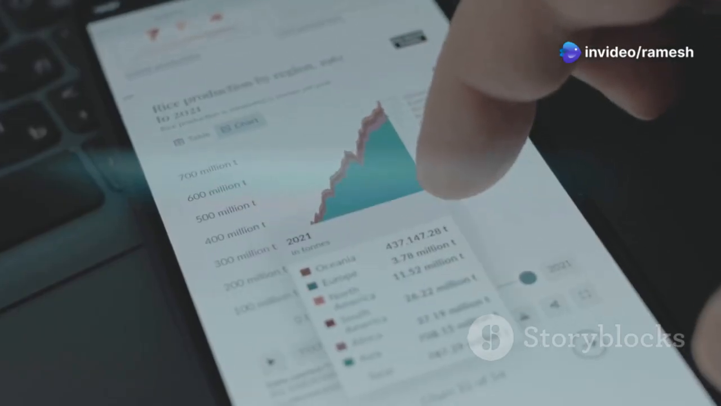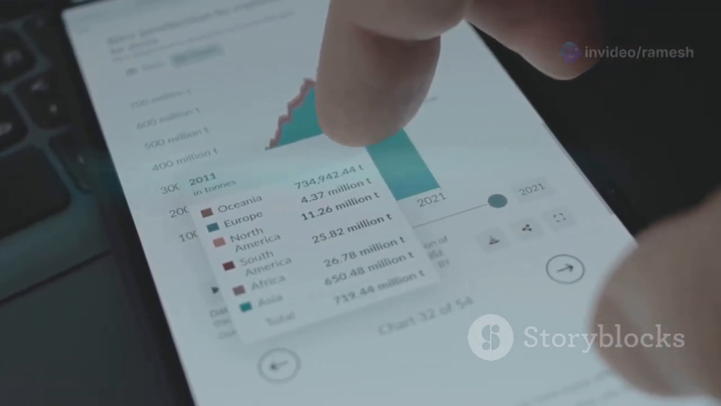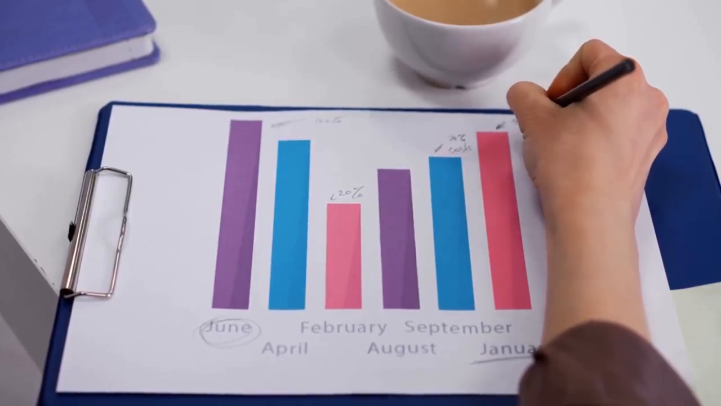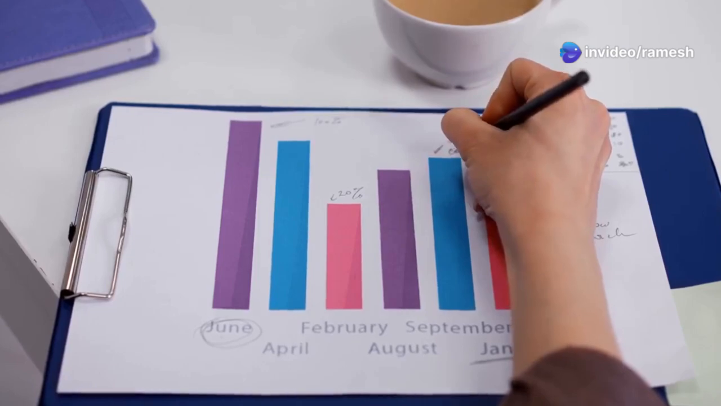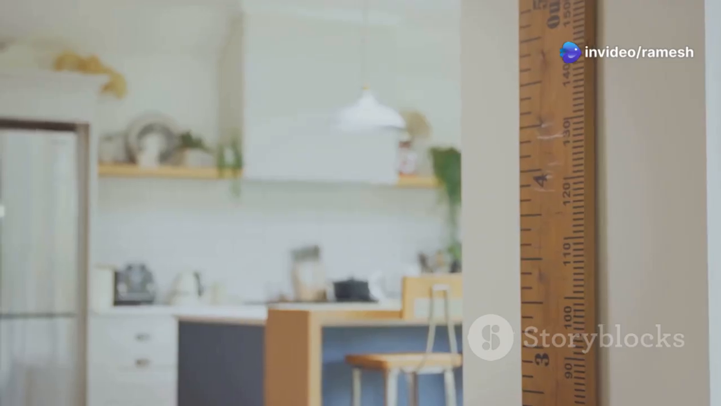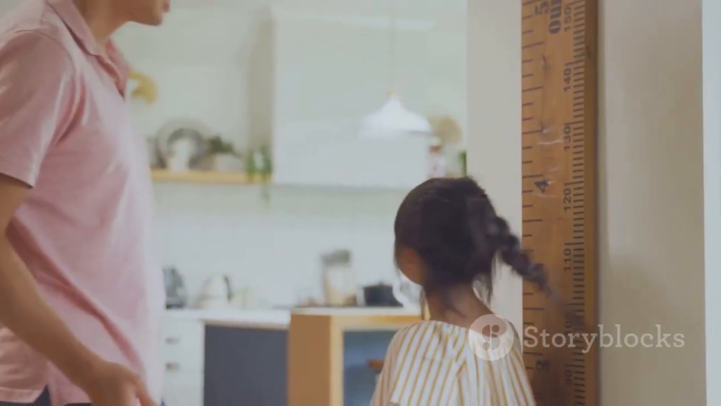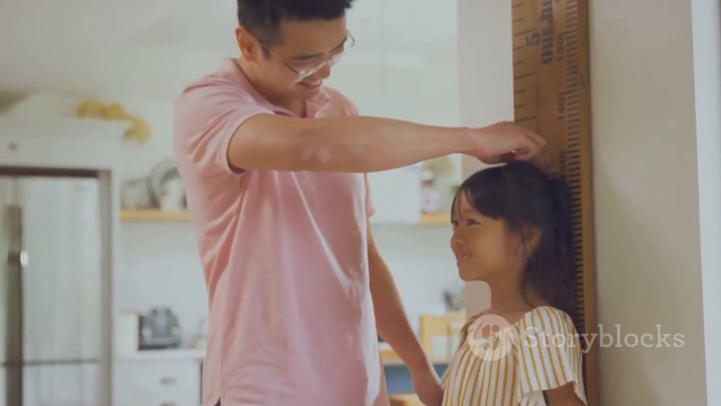One of the simplest imputation methods is replacing missing values with a measure of central tendency from the available data. This could be the mean, median, or mode, depending on the nature of the variable and the distribution of the data. For instance, if we have a dataset of student heights and some values are missing, we can replace them with the average height of the remaining students.